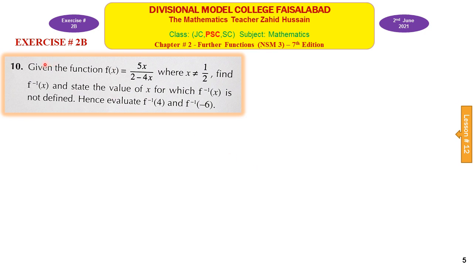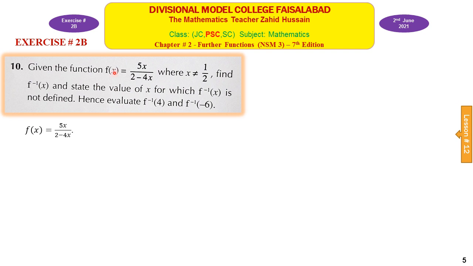In question number 10, you are given that the function f of x is equal to 5x over 2 minus 4x. Now this is a rational expression. The function f of x is expressed by a rational fraction. You are asked to find the inverse function of this function f of x. So straight away we will write this function, and we will use the 4 steps to find the inverse of a function.